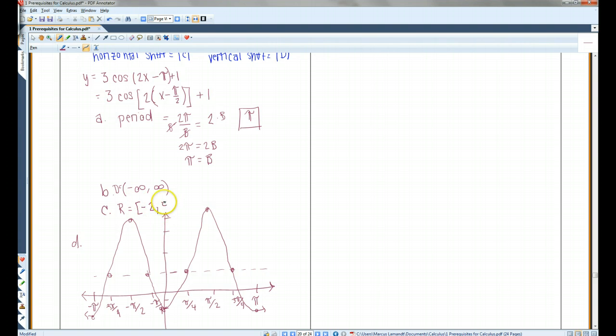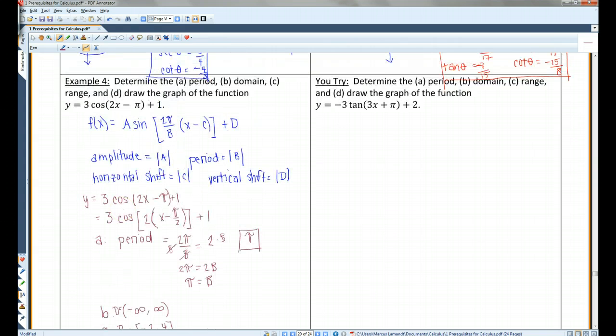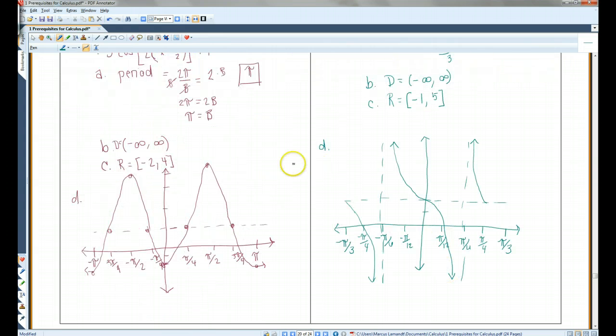My bad. There you go. There's the domain and range. Okay, now you can try this one. Alright, so this is what you should have gotten.